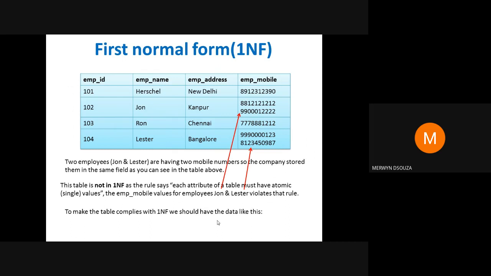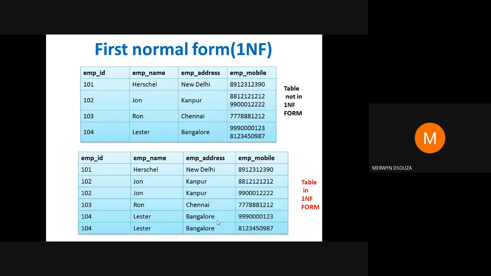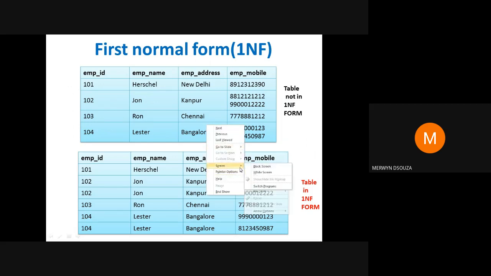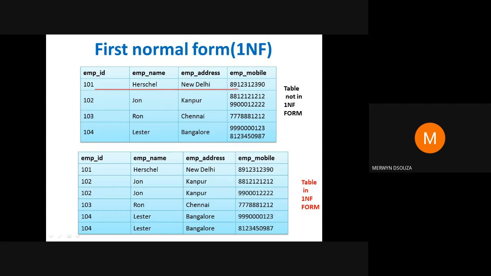So let's see how to put the table into 1NF. To put the table into 1NF, this row was perfect. All the attributes were having just one value. So we copy it as it is. The second tuple was having a problem. Here this value was proper, this was proper, this was proper. The mobile numbers had two values. So we separate them into two parts.